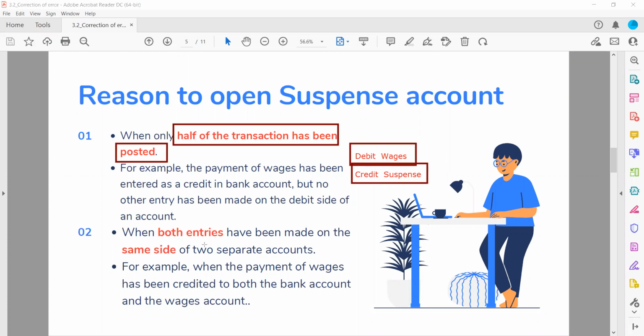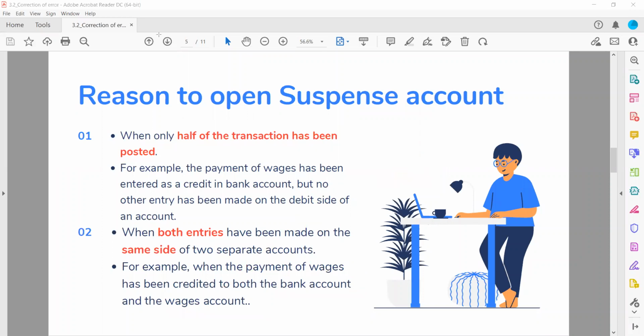Next is when both entries have been made on the same side of two separate accounts. Both are debited or both are credited. For example, when the payment of wages has been credited to both the bank account and the wages account. The bank account is correct, but the wages account is wrong. So we have to use an entry to adjust it.